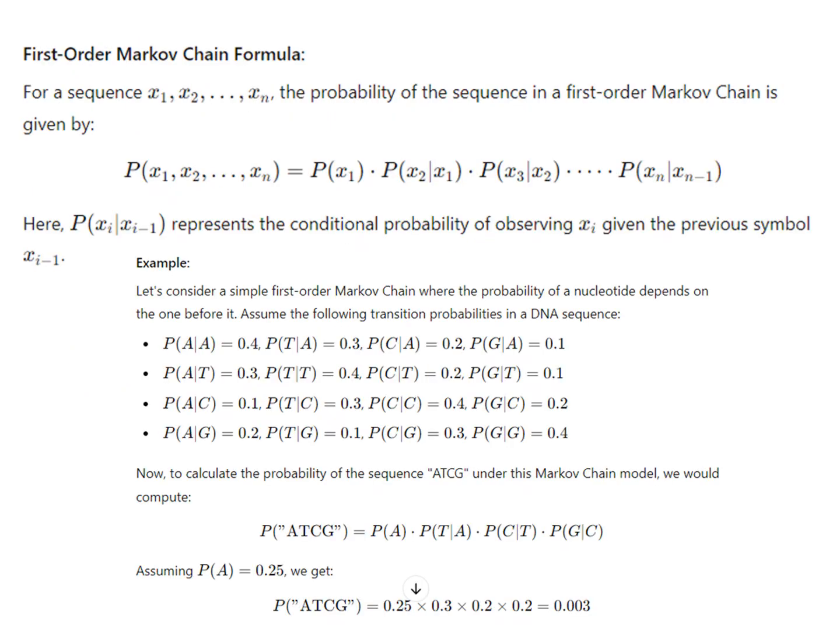For example, if you take the sequence x1, x2, up to xn, the probability of the sequence under a first order Markov chain is given by P of x1, x2, up to xn equals probability of x1 times probability of x2 given x1. Here, probability of x1 has already happened. Then you write probability of x3 given x2, up to probability of xn given xn minus 1. In a similar way, when you find the probability of x2 given x1 or probability of x3 given x2, we know these are the transition probabilities of the sequences.